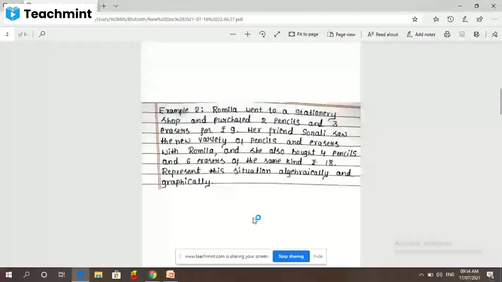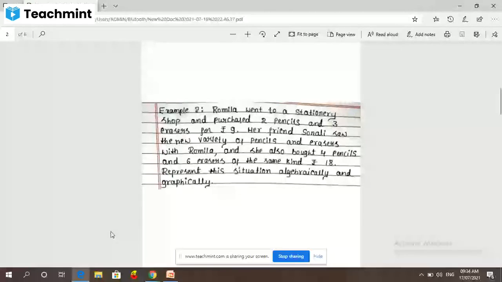Now visible, no? Okay. Now once again, I'll read this question. Everybody look at this question. Example 2. Romila went to a stationery shop and purchased 2 pencils and 3 erasers for ₹9. Her friend Sonali saw the new variety of pencils and erasers with Romila, and she also bought 4 pencils and 6 erasers of the same kind for ₹18. Represent this situation algebraically and graphically. So I think you got the idea of the question. Here also two situations are given.